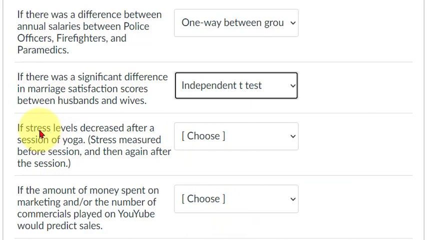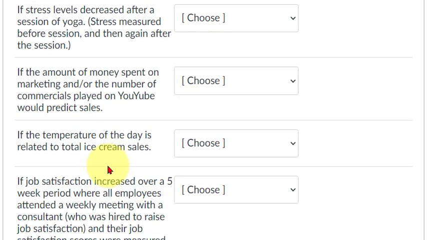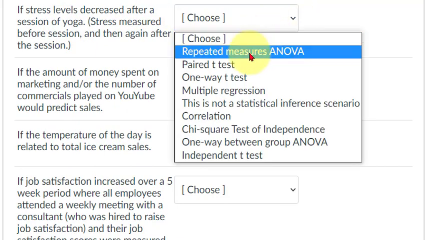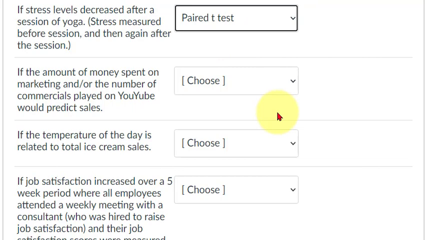And next one. If stress levels, that's a continuous variable, decreased after a session of yoga. So there's a pre and a post. Pre and a post should automatically tell you, you're going to do a paired t-test. Right? There's only one group. That makes it a paired t-test.